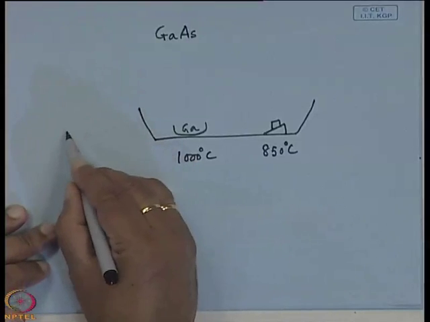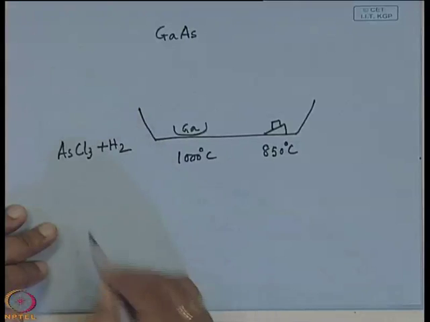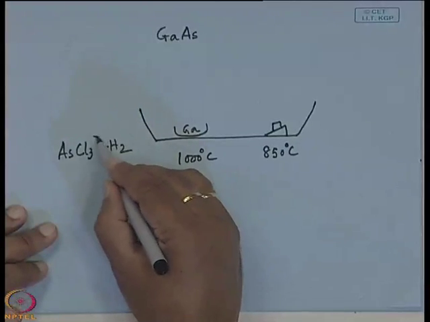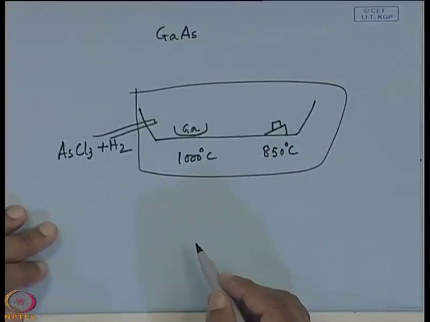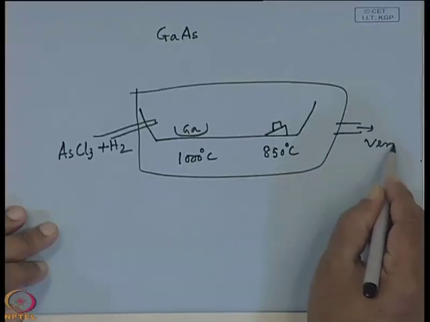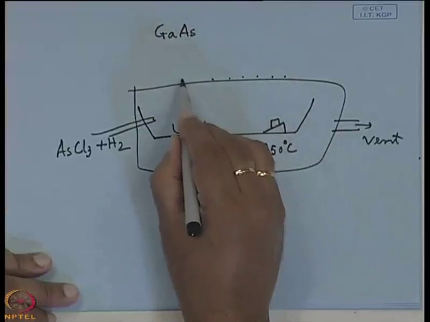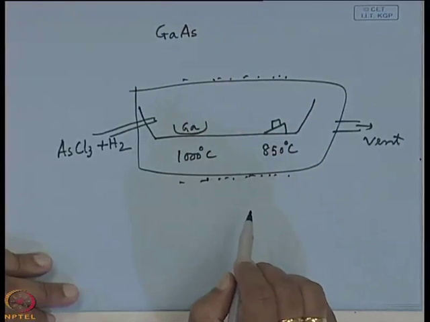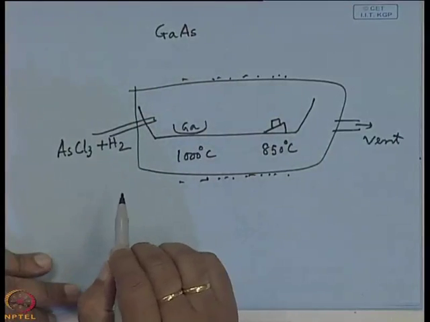Okay. So, what happens? AsCl3 plus hydrogen is passed to the reactor chamber. This is inside a reactor chamber. There is a vent. That means the byproducts will leave the reactor chamber, and obviously there will be heating elements. These heating elements you can control, so that in this region the temperature is 1000 degrees and in this region 850 degrees centigrade.